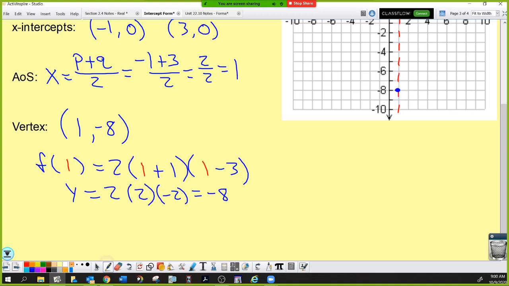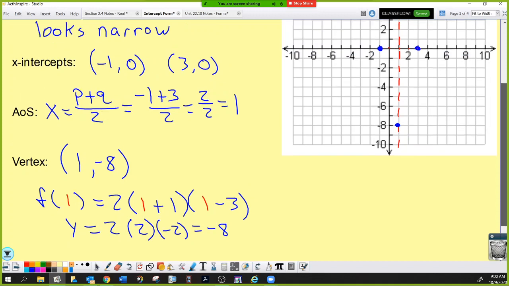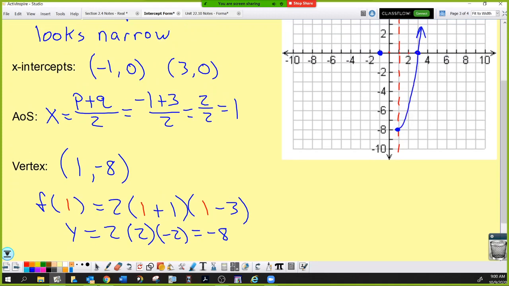That's okay, because we thought this thing was going to look narrow. Yeah, it's tall. It's a tall graph. And you just draw your parabola through your zeros. There we go. That one's better than the first parabola I drew. The first one was a little drunk. This one looks good. Ta-da!